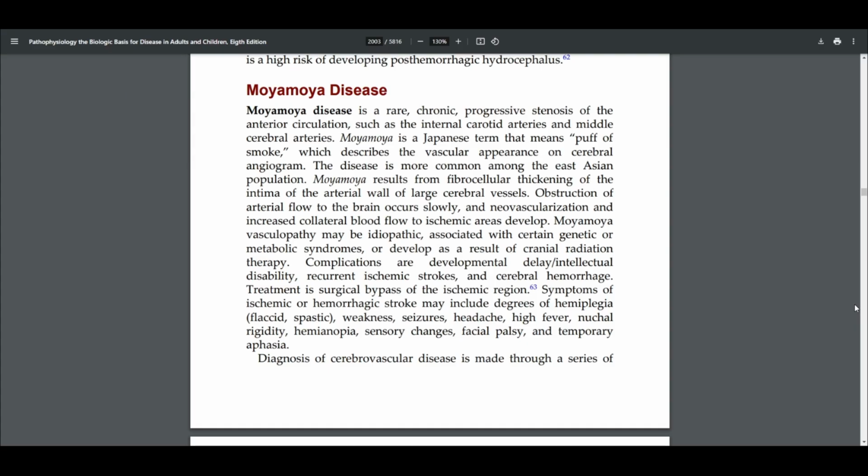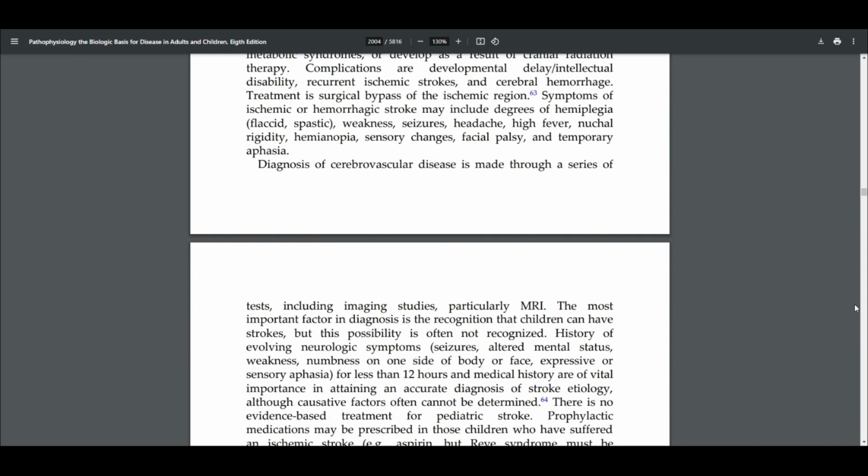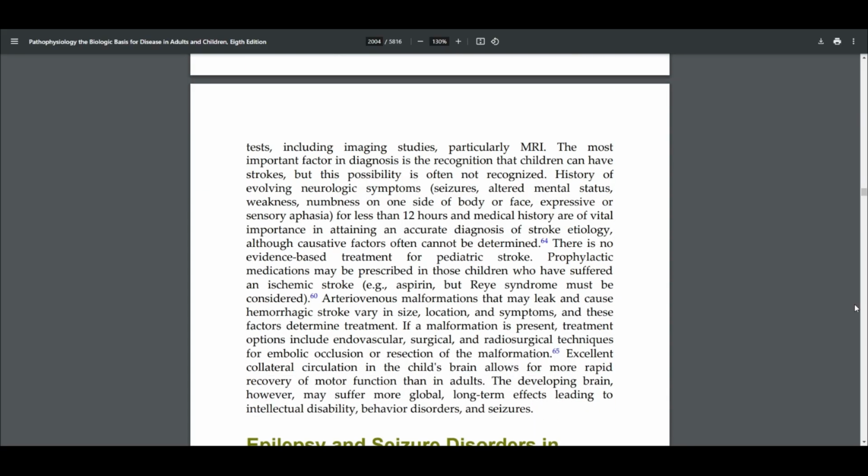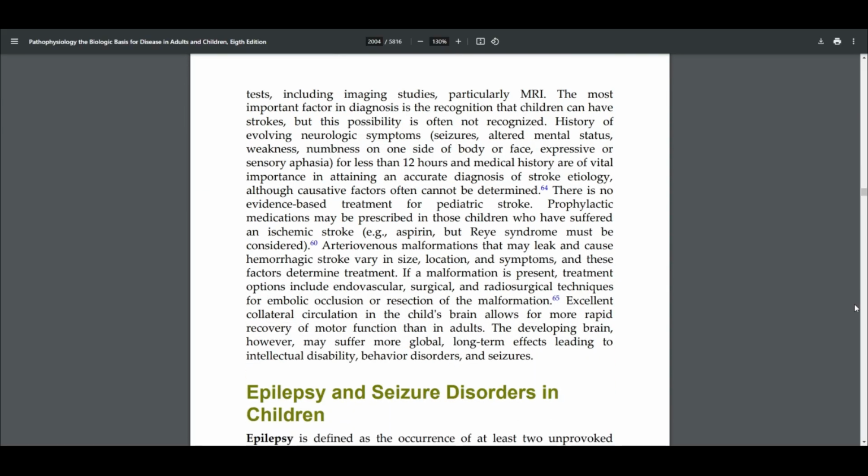Symptoms of ischemic or hemorrhagic stroke may include degrees of hemiplegia, weakness, seizure, headaches, high fever, nuchal rigidity, hemianopia, sensory changes, facial palsy, and temporary aphasia. The diagnosis of cerebrovascular disease is made through a series of tests, including imaging studies, particularly the MRI.